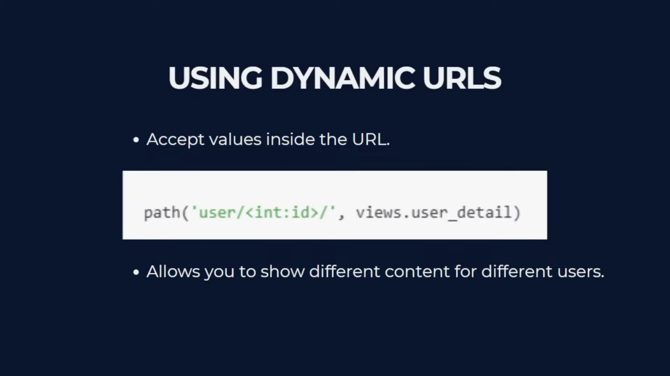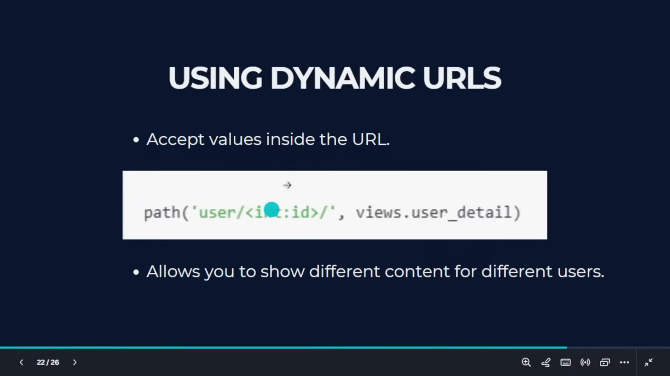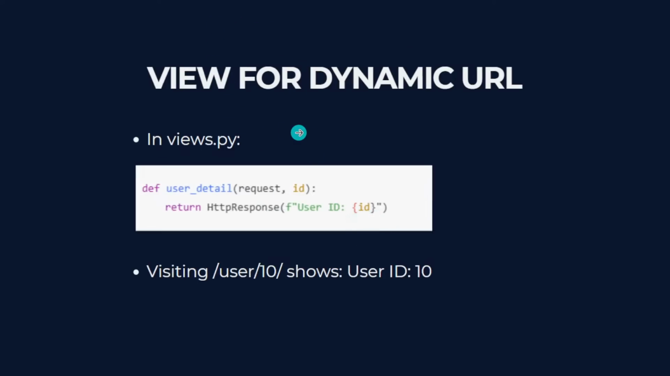Using dynamic URLs. Accept values inside the URL. In the path for user, whenever we pass some real-time value like an ID, we use int:id. Whenever we pass numbers in the URL, we just use this, and it will be collected in views.py. This is a dynamic URL.